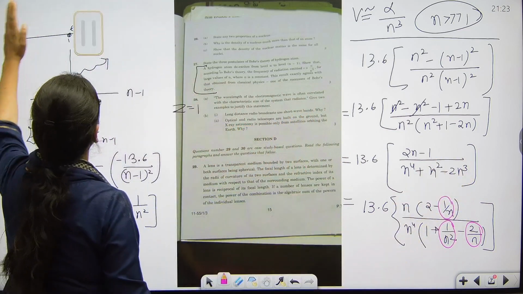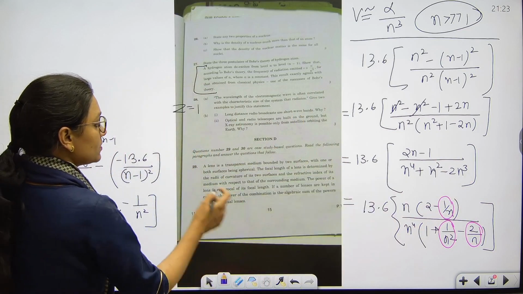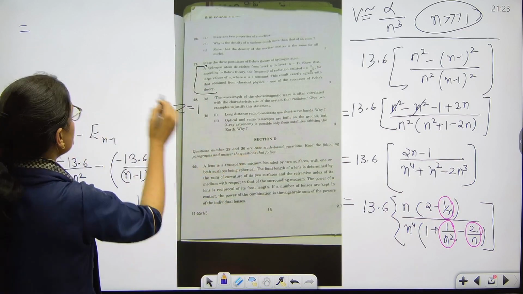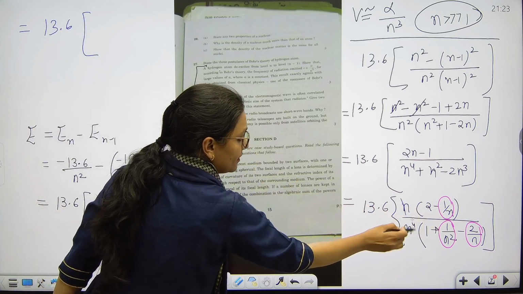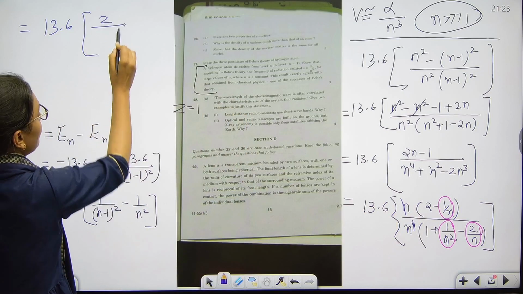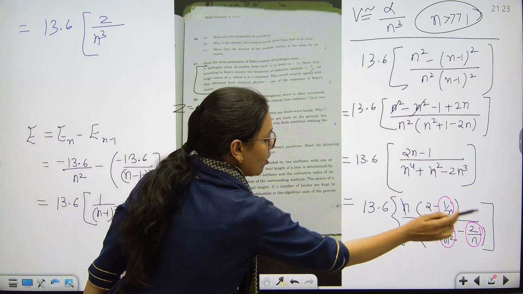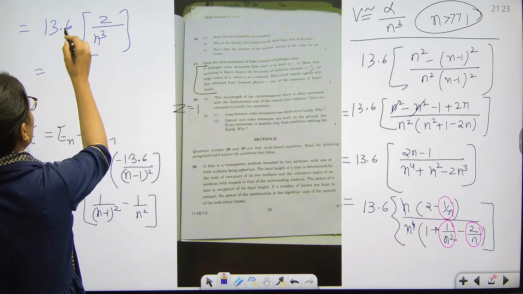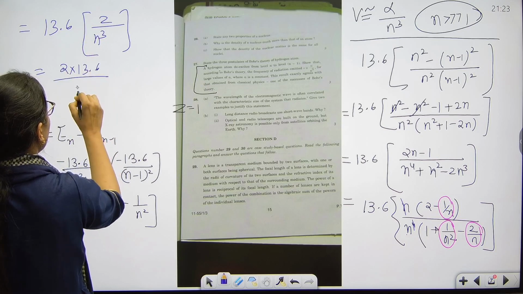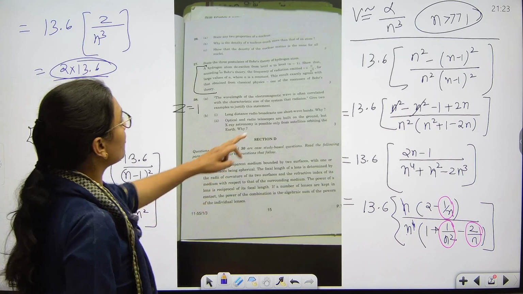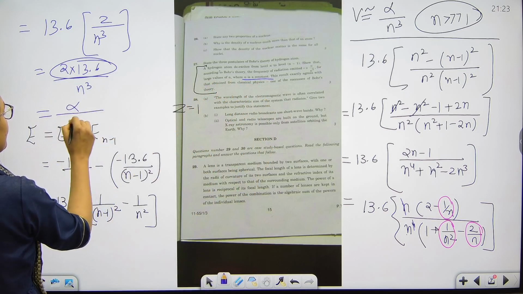All the terms are gone, and the question is now very easy. So now we'll have minus, which is plus 13.6. In the bracket, this is gone and the power 3 is left. So you'll have 2 divided by n with the power 3. Then in the bracket 1 and all the things are gone. So we'll have 2 into 13.6 divided by n cube. You can take this 2 into 13.6 as alpha, where alpha is a constant. So you can take it as alpha divided by n cube.